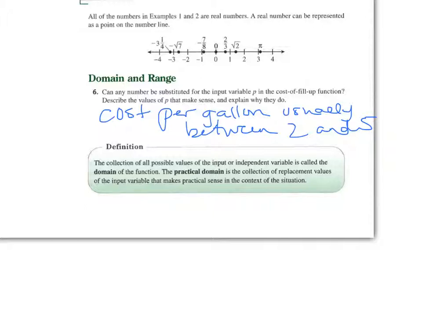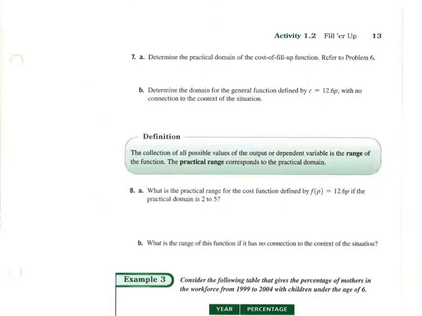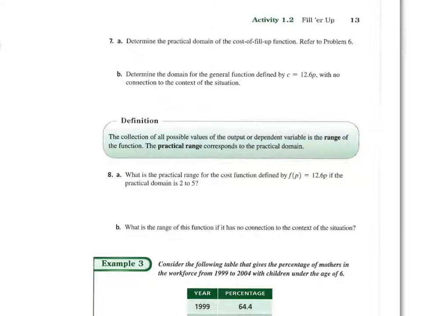So that's what we're calling our domain, the set of all inputs that you can plug in. Sometimes the domain and practical domain can be a little bit different. We'll talk about that in the next one. So determine the practical domain for that one. Okay, so that's what we were just saying. Practical domain would be between 2 and 5.